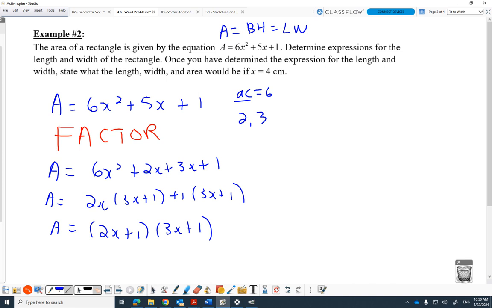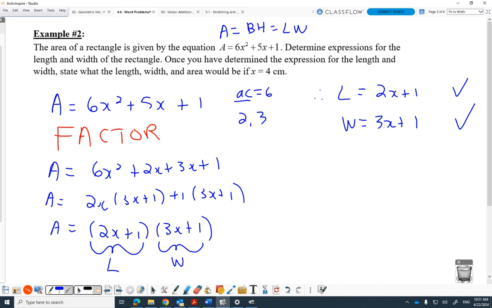Now that this is factored, do you see the length and width now? This is the length, or maybe it's the width. And that's the width, or maybe it's the length. Rectangles, they're sort of interchangeable there. So, here's my conclusion. Therefore, length equals 2x plus 1, and width equals 3x plus 1. Now it is two things multiplied together. So once you determine the expression for length and width, there's length, there's width. State the length, width, and area if x equals 4.